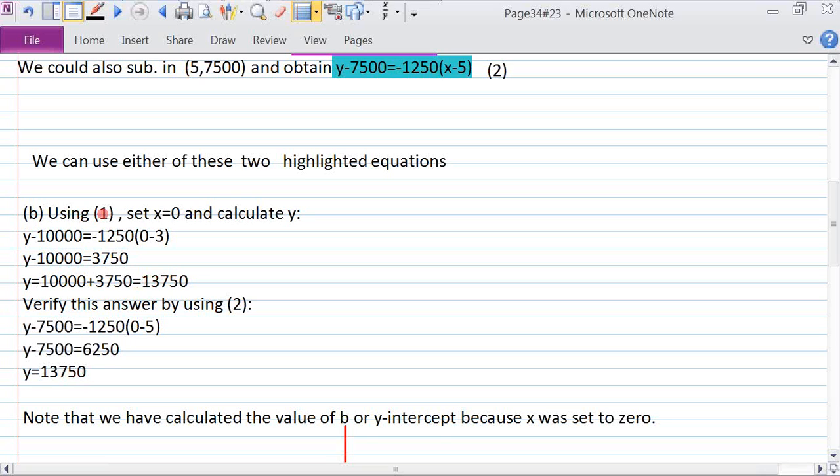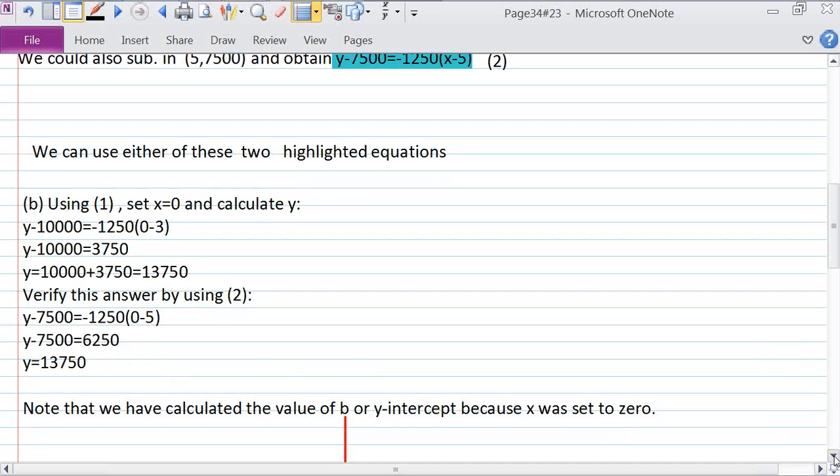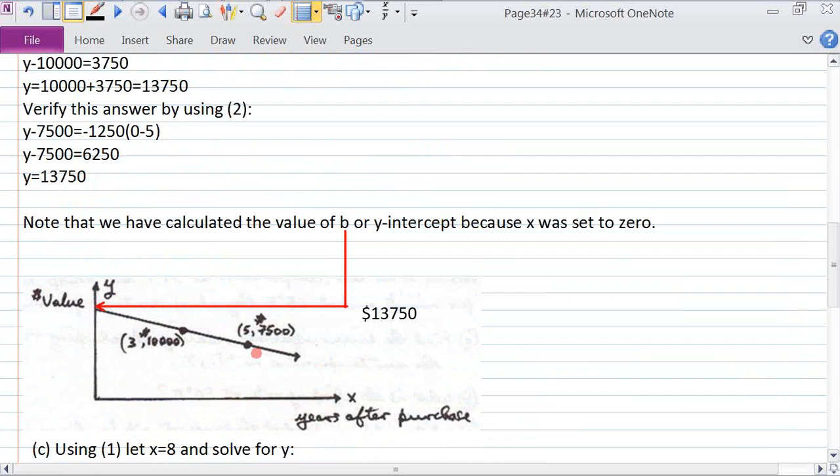So whether we use equation 1 or equation 2, the original value of the car is 13,750. If you look at the value, this is this value here. The B value, or the y-intercept, is 13,750.